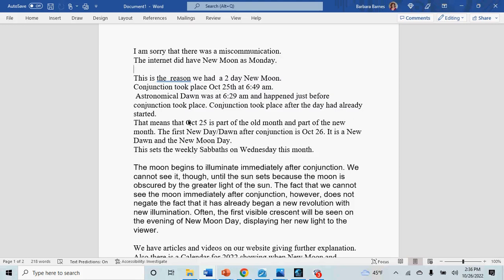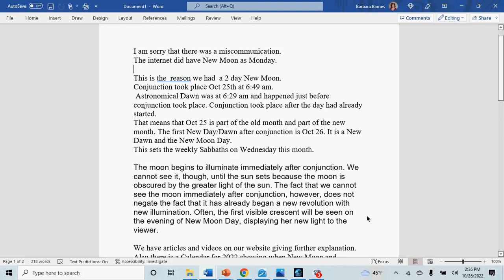That means that October 25 is part of the old month and part of the new month. The first new day or new dawn after conjunction is today, October 26. It is new dawn and a new moon day. So this sets the weekly Sabbath on Wednesday for this month. The moon, this is what Brother Appa was saying. I hope, Brother Appa, you will agree with this.